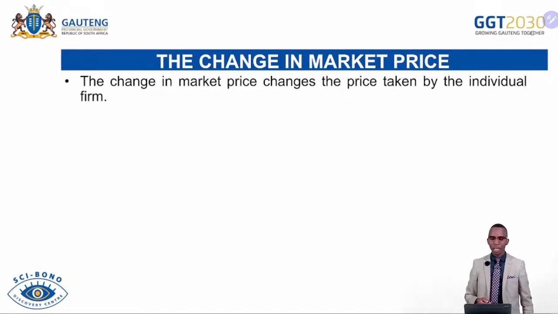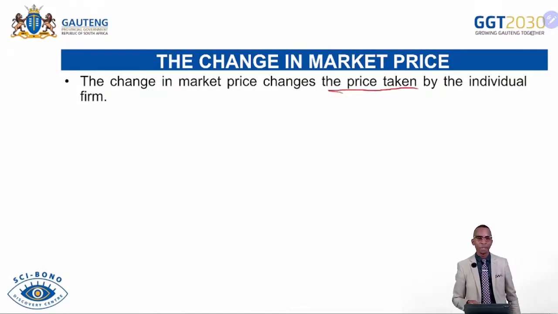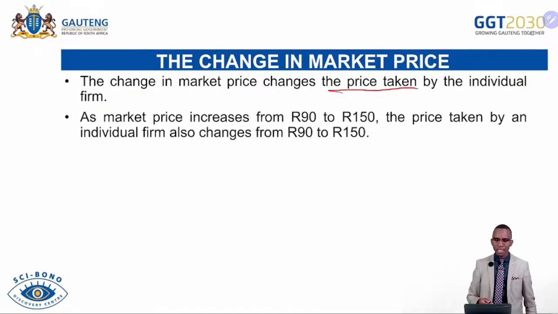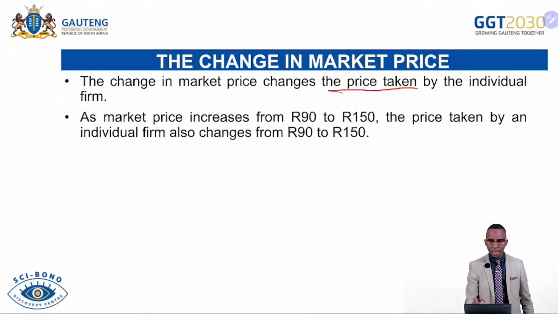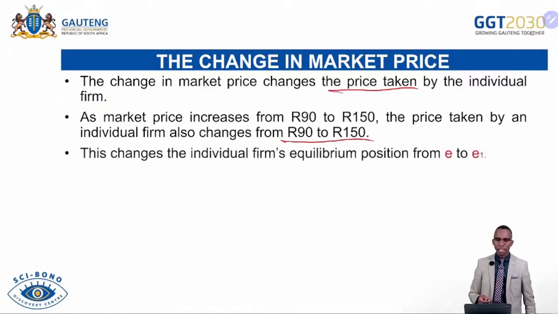So the change in the market price changes the price taken by the individual firm. If ever the market price is changing, the firm will have to take the new price which has been determined by the industry. And then as the market price increases from 90 to 150, the price taken by the individual firm also changes to 150 from 90. This changes the individual firm's equilibrium position from E to E1.